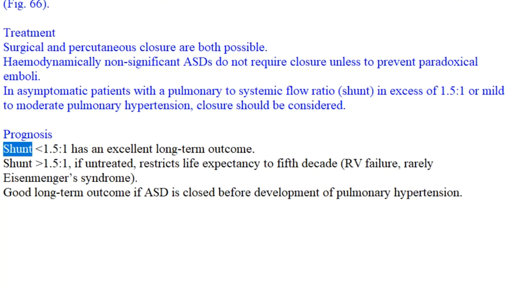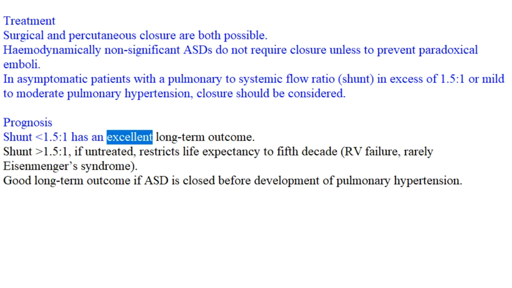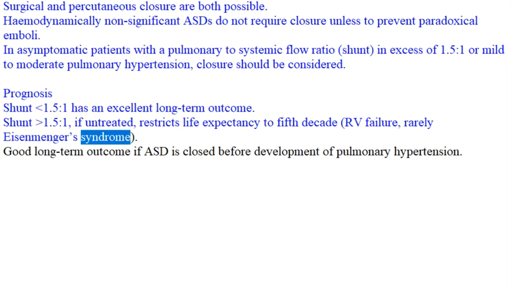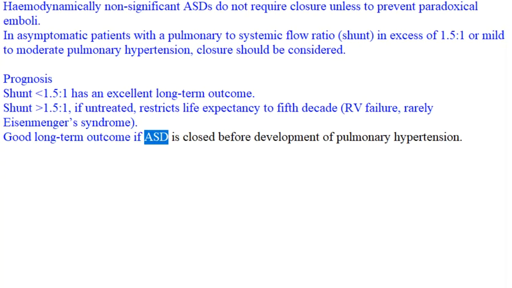Prognosis. Shunt less than 1.5:1 has an excellent long-term outcome. Shunt greater than 1.5:1, if untreated, restricts life expectancy to fifth decade, RV failure, rarely Eisenmenger's syndrome. Good long-term outcome if ASD is closed before development of pulmonary hypertension.